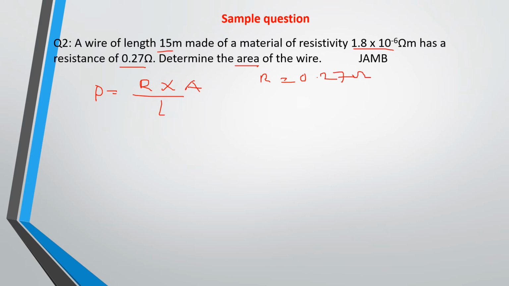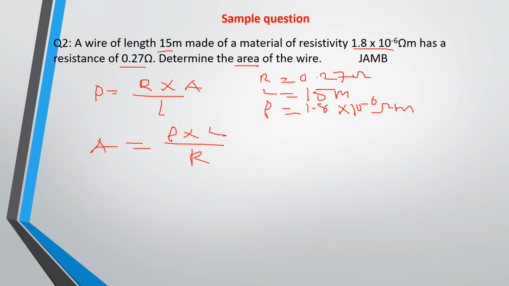You are given length to be 15 meters, and you are given resistivity rho to be equal to 1.8 times 10 raised to power minus 6 ohm meters. So make the area the subject of the formula. You are going to have area equals resistivity times length all over resistance. So substitute into this equation.